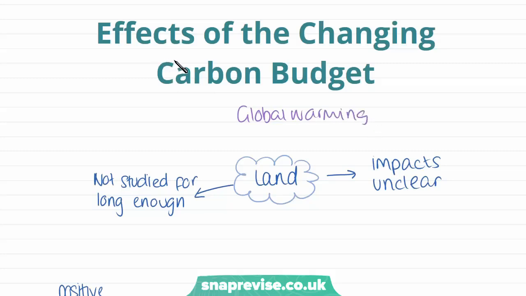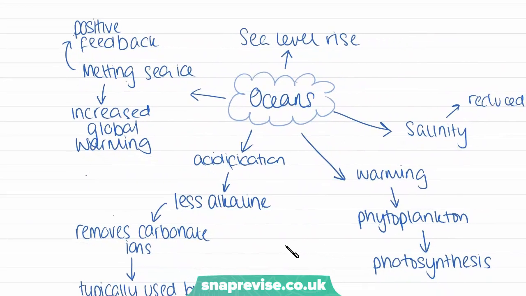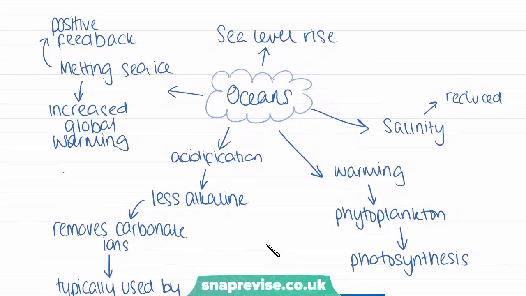And so now we're going to look at the effects of this changing carbon budget. And firstly, in relation to the land, the impacts of the changing carbon budget are currently unclear because it hasn't been studied for long enough. However, there are distinct impacts taking place on the ocean currently which are very visible, the first one being sea level rise, and this is because of the melting of sea ice as well as other factors which are causing sea levels to rise.